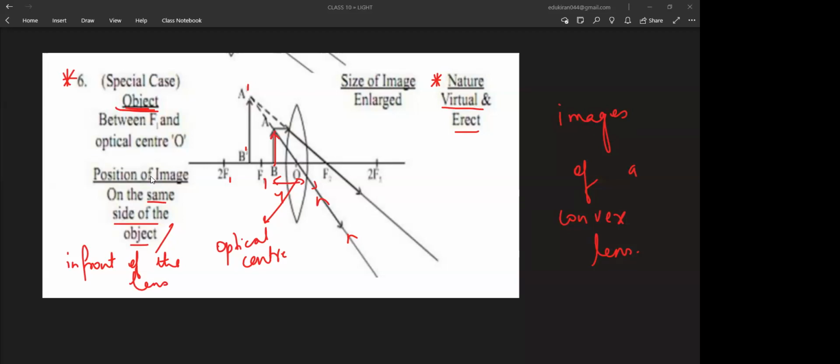So it has no specific place where it will form. No, it has no specific place. Like right now we are beyond F1, so that is also not specific. It is beyond, it can be anywhere.